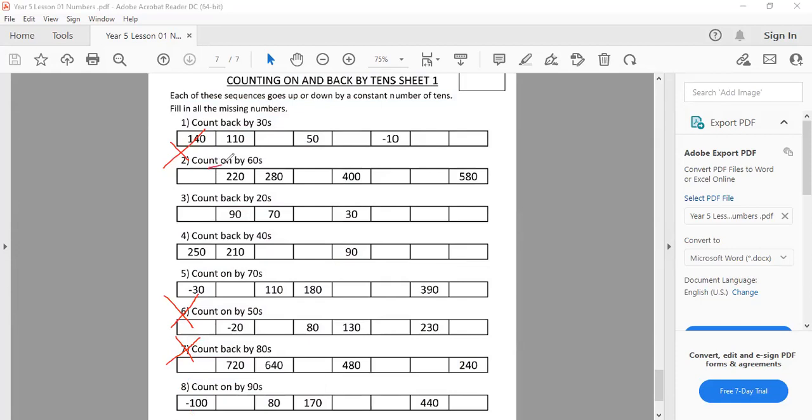How? Count on means tambah. You just add 60, add 60, add 60, add 60. Count back means minus, go back, minus by 20. So minus 20, minus 20, minus 20, minus 20. Do you understand? I believe there are just, whatever you see the negative symbol there, you don't have to do. Okay? What the rest of it, I believe you can do.